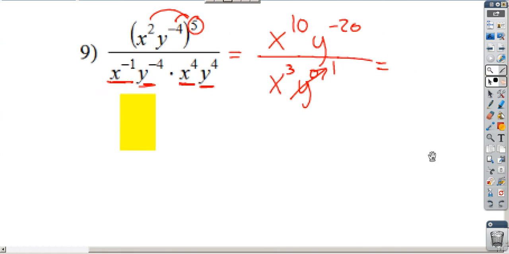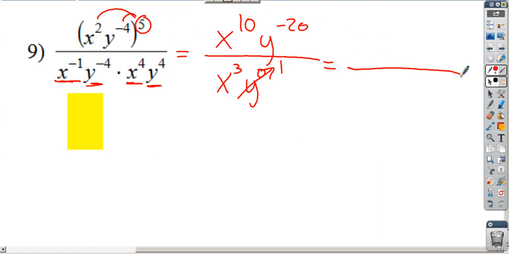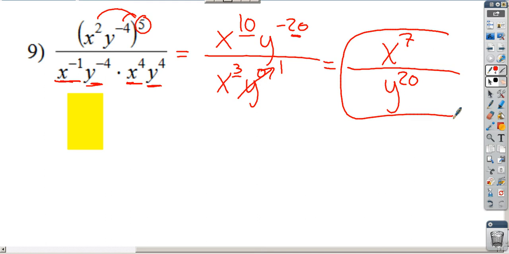Now let's simplify this just a little bit further. So we have x to the 10th divided by x to the third. Well, we're supposed to subtract those exponents, so 10 minus 3, that would be x to the 7. Y to the negative 20, we need to flip that to the bottom and make it positive. And then y to the 0 or 1, again, that doesn't need to be there. So our final answer would be x to the 7th over y to the 20th.